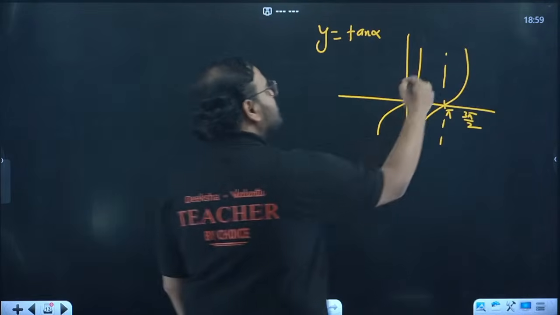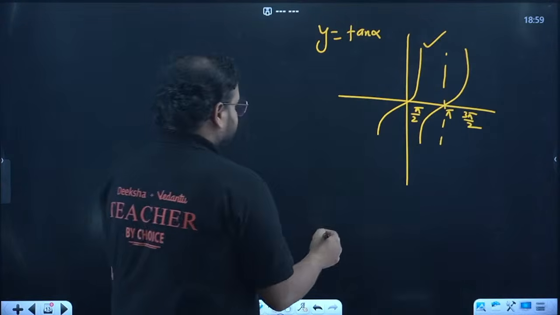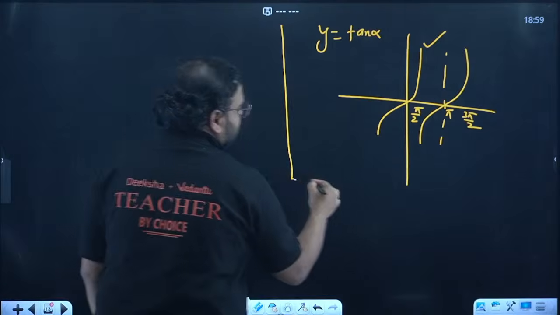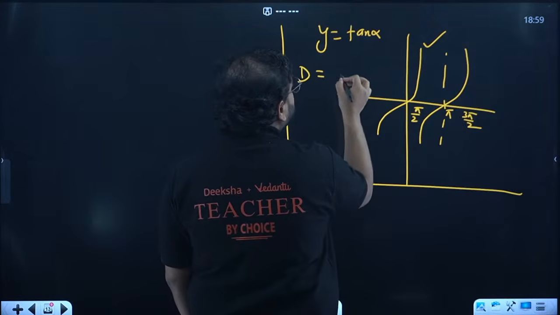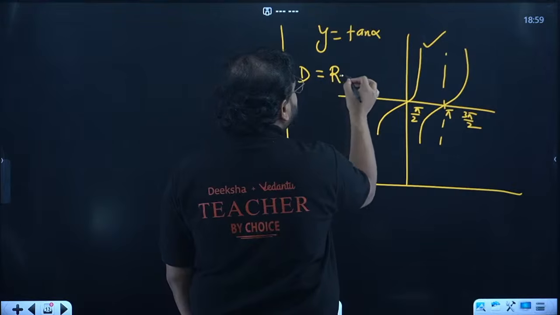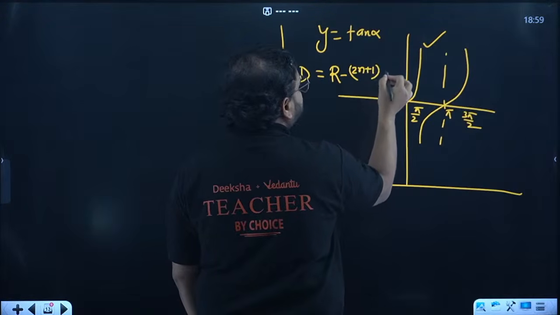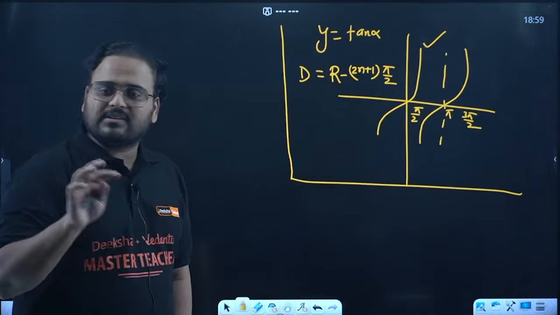So what we do, we can just choose this part. And when I'm doing that, have a look. Right now, what is my domain, guys? Just to show you, the domain right now is all real numbers except for odd multiples. So an odd number is 2n plus 1. Odd multiples of what? Pi by 2. That's my domain. From all real numbers, remove the odd multiples.